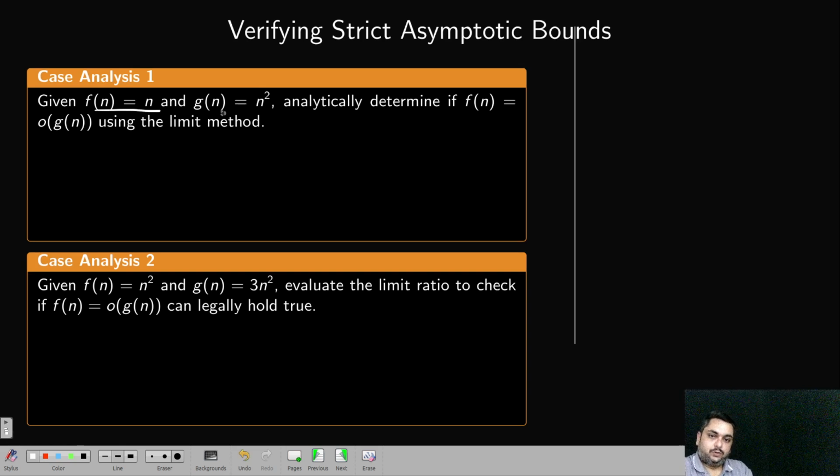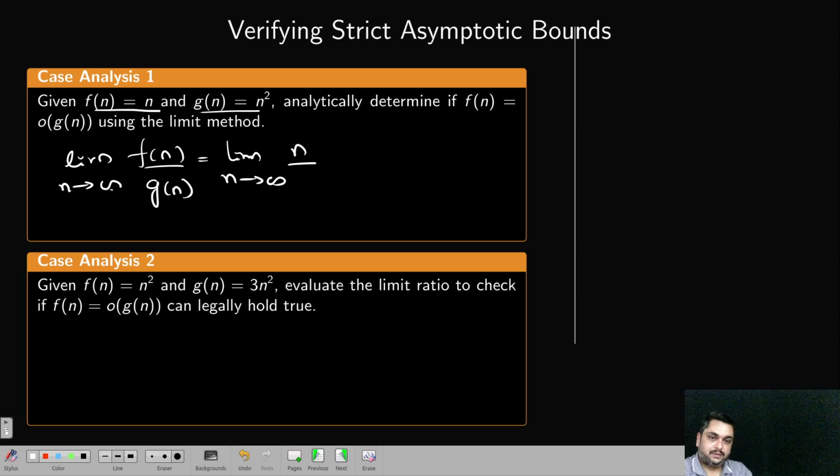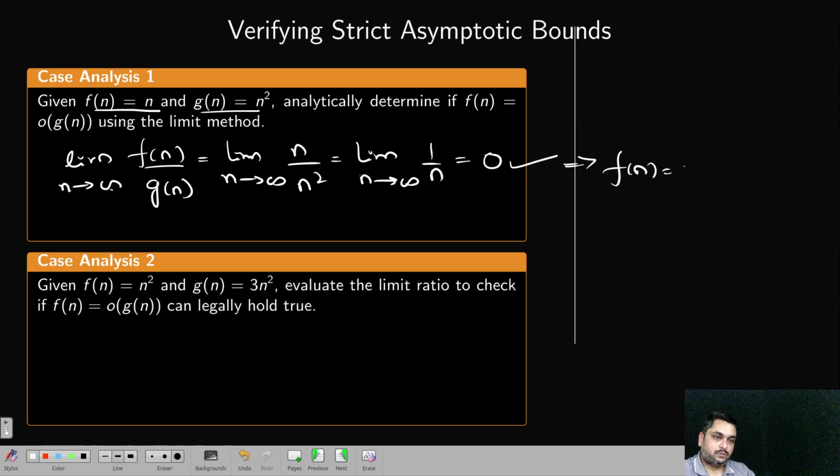They are given f of n equal to n and g of n equal to n square. Determine whether f of n is equal to little o of g of n. So you take the limit as n approaches infinity of f of n divided by g of n. This should be equal to 0. What is f of n? n divided by n square. This is nothing but the limit as n approaches infinity of 1 by n. Now substitute infinity here. So this becomes 0, right? 1 by infinity is 0. Hence we can write f of n is equal to small or little o of n square.